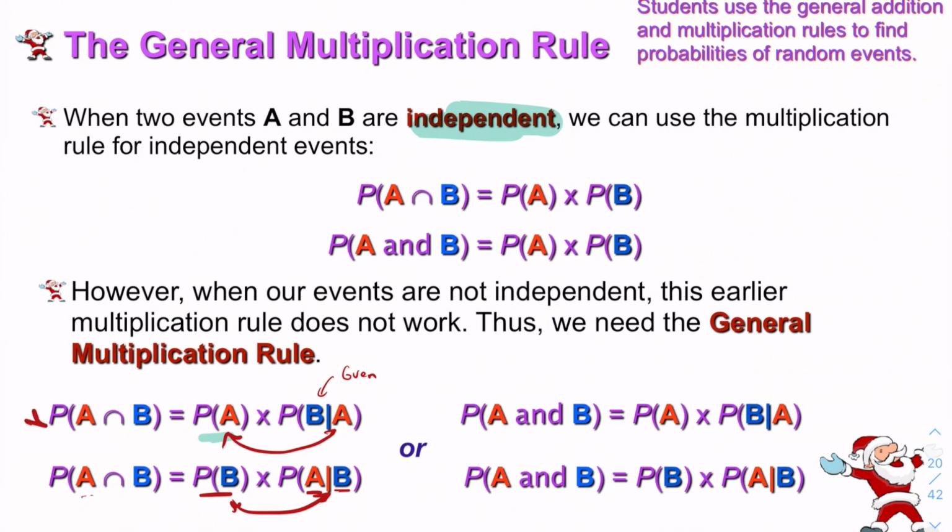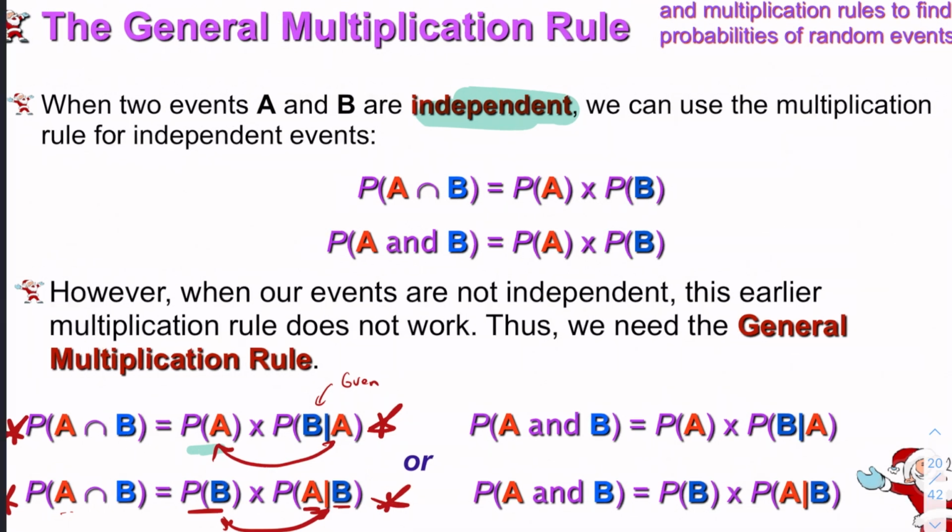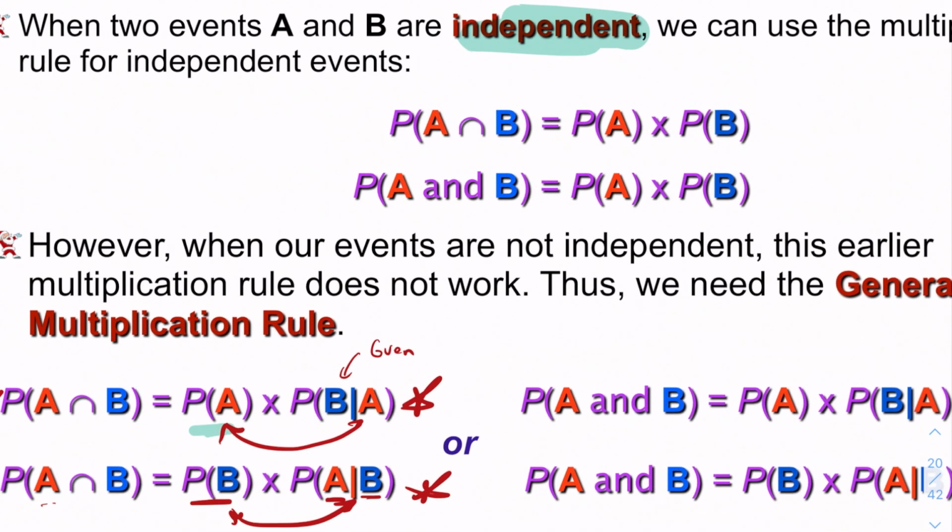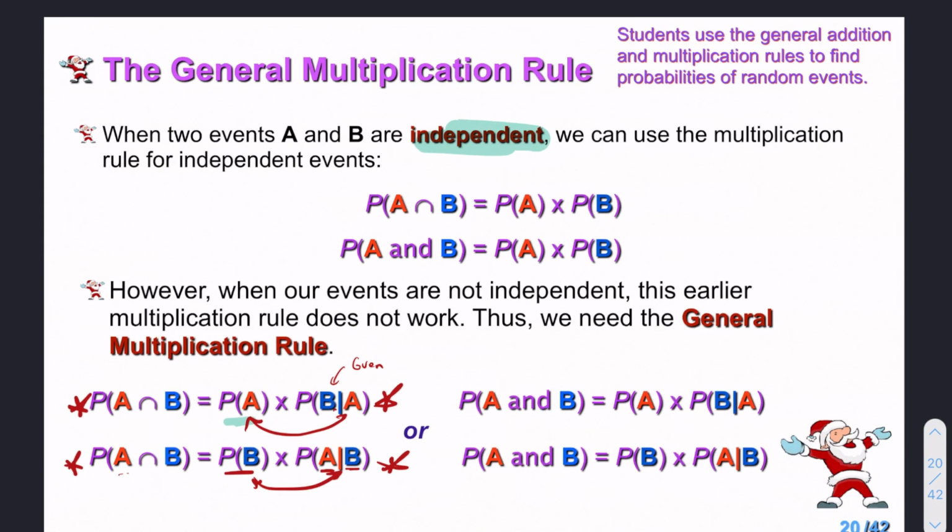So I would really, really, really make a note of this general multiplication. If you're curious, why do you think, if we know that they're not independent, it's not just the probability of A times the probability of B? I'll leave that thought exercise for you guys for later.